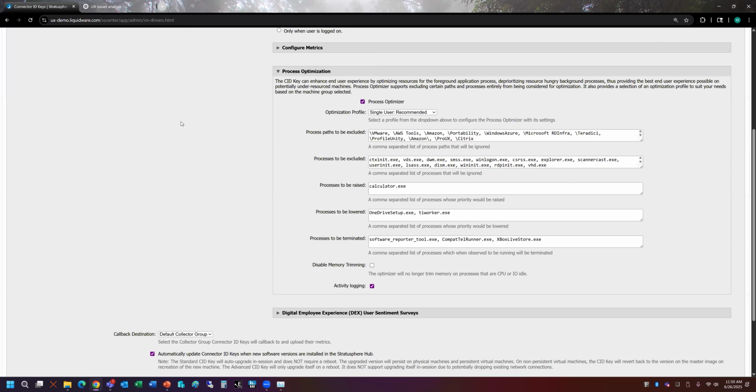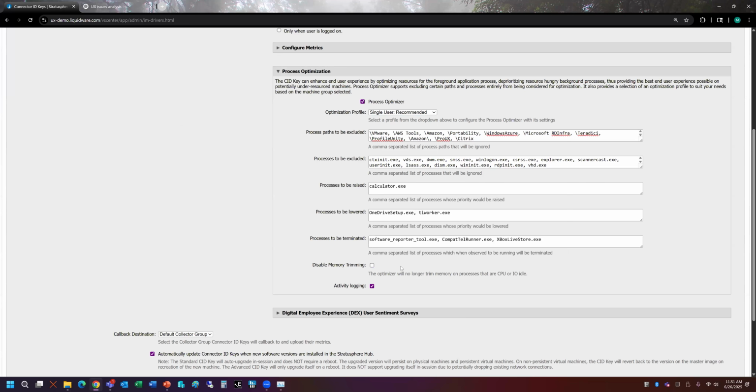And the only thing you have to do is turn on Process Optimizer. That's it, this little checkbox right here. You also have the ability to choose what kind of profile you want: single user, multi-user, conservative, aggressive. You can exclude some paths. I usually suggest that you just leave these things alone. And then we can also disable or enable memory trimming.